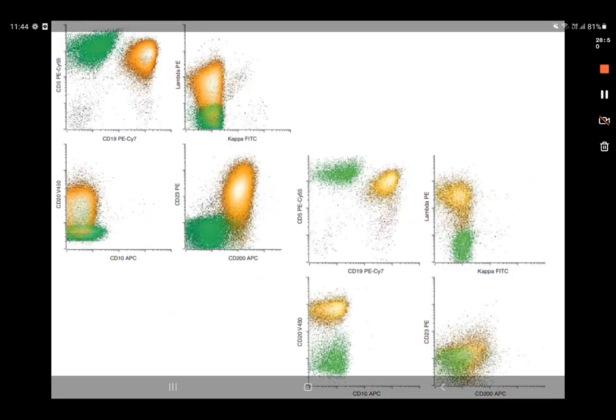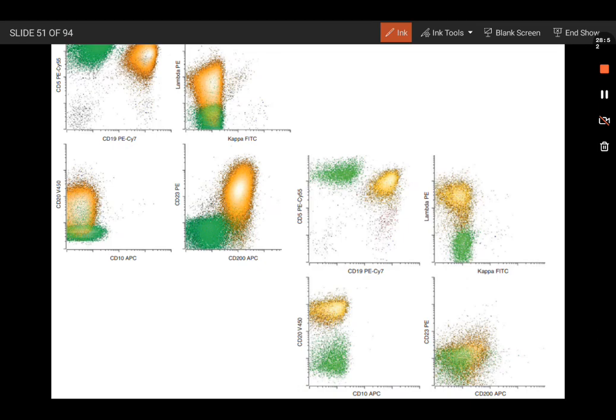Now, if you compare these, this is CD5 positive, CD19. So this is a T cell marker, and this is a B cell marker. These are both positive. This is the neoplastic population. Both are positive, so we can't say whether it is a B cell or T cell. But in the next graph, we have lambda chain restriction.